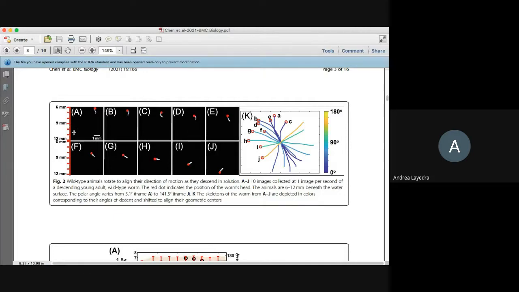Here in these images, you can see from A, which is the first position, how it begins. The red dot represents where the head of the nematode is located. You see how it moves, and this distance is the depth, the distance from the surface of the M9 buffer. It starts rotating, as you can see in the sequence of images. Finally, at image J, you can see how it has rotated almost 180 degrees. In panel K, you can see how the angle increases, and with this color field, the angle increases from 90 degrees to the yellow represented here, to 180 degrees.